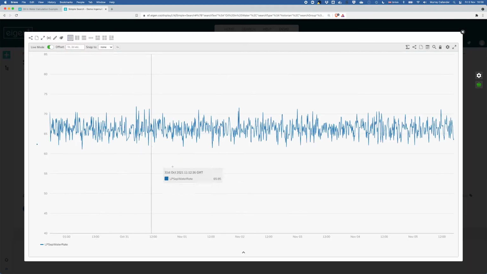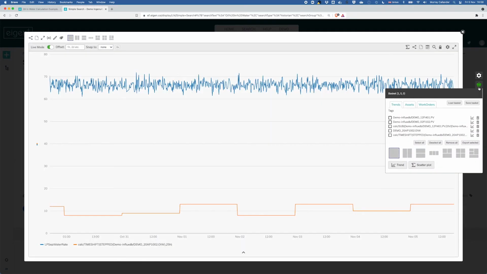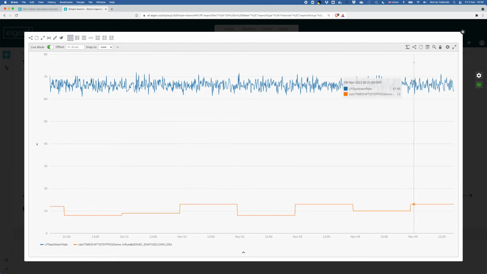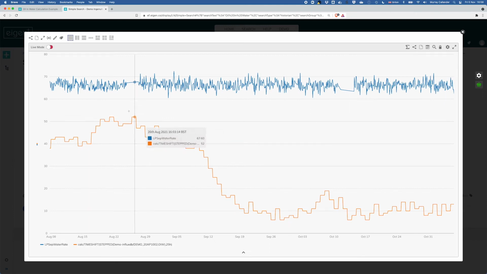So there's the water rate coming off, and let's add to that now our corrected oil and water in ppm. In fact, let's just expand it a bit. Let's get 90 days up there. So we've got a bit of time to look at.